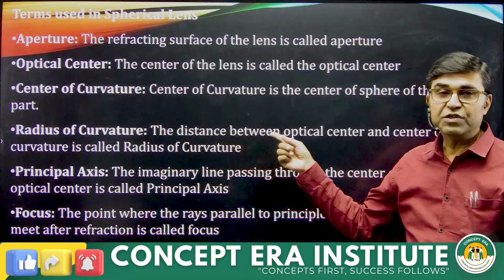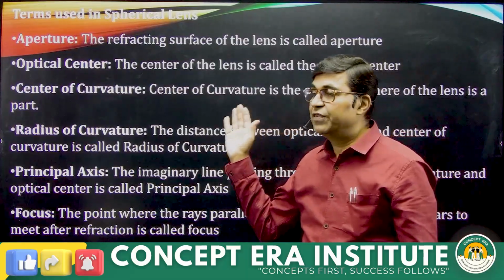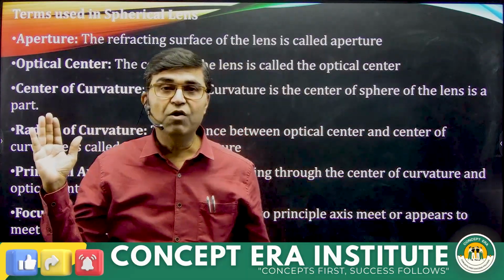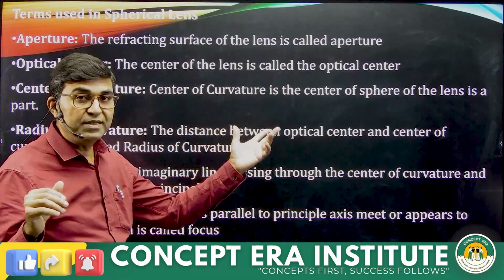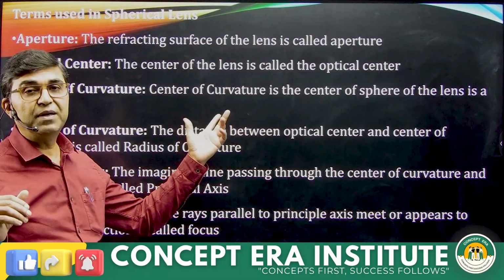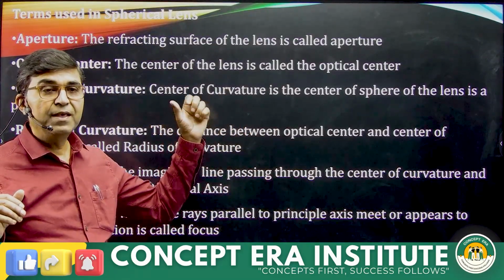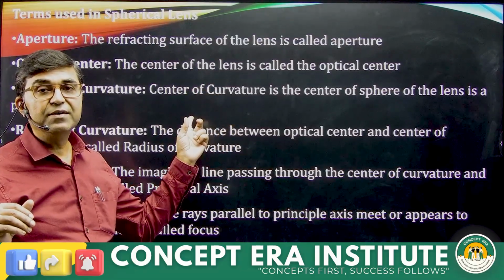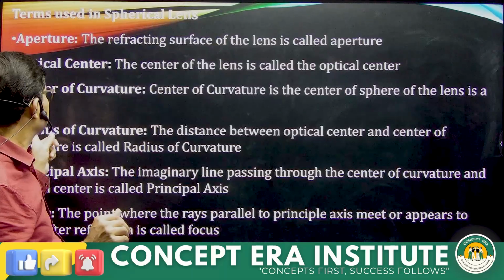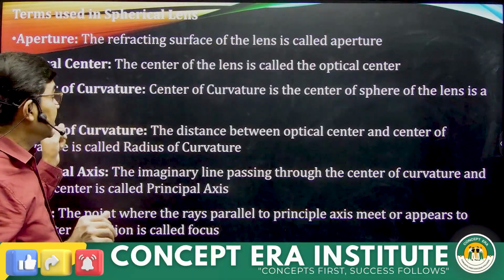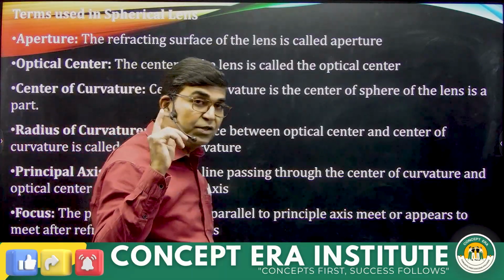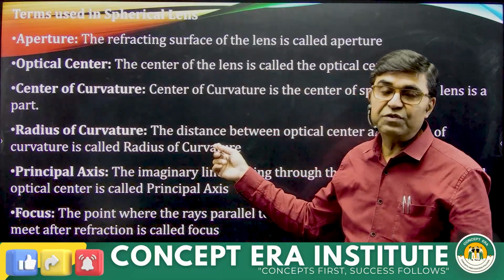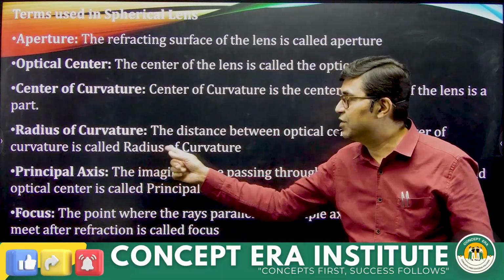Then there is the radius of curvature. Spherical mirrors were a part of a big hollow sphere. Similarly, spherical lenses are also a part of a sphere, but that sphere is solid. But being a sphere, it would have a center. That center is known as the center of curvature, and the distance from the center of curvature to the optical center of the lens is known as the radius of curvature.